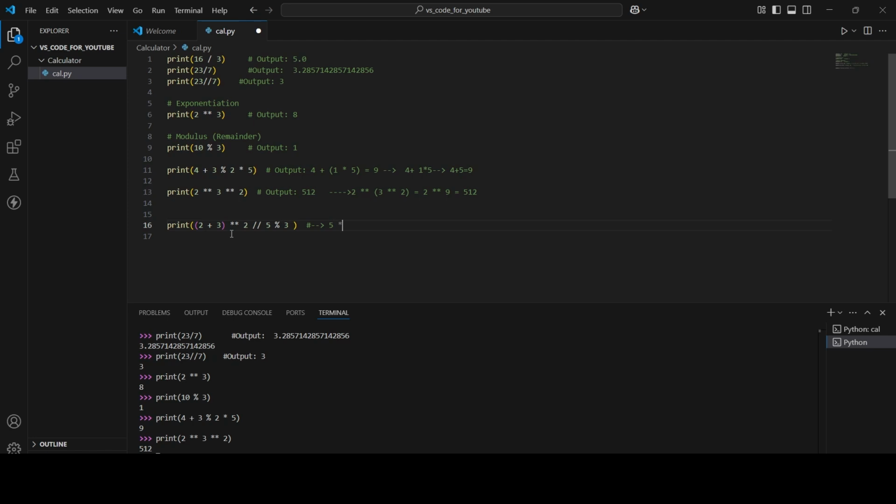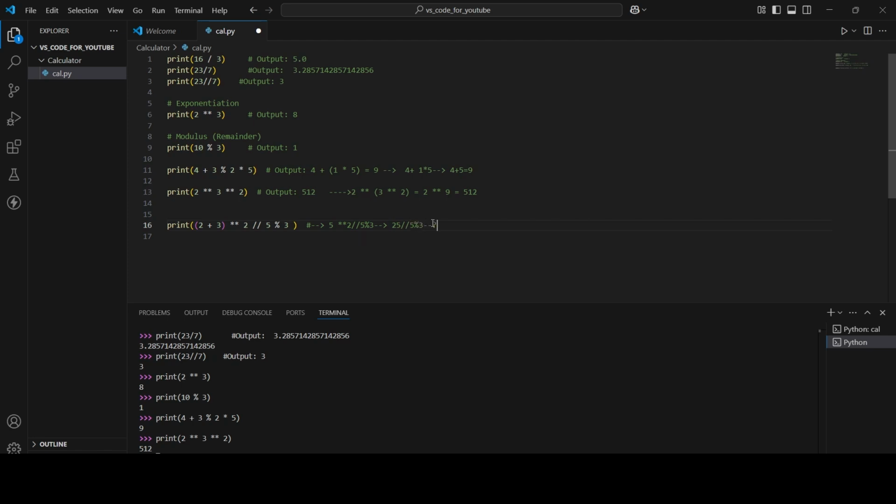5 exponent 2, integer division 5, mod 3. Clear? This is how the expression gets evaluated. Now after parentheses, the next priority is given to exponent. So 5 exponent 2 means 5 multiplied 2 times. It is 25. 25 integer division 5 mod 3.